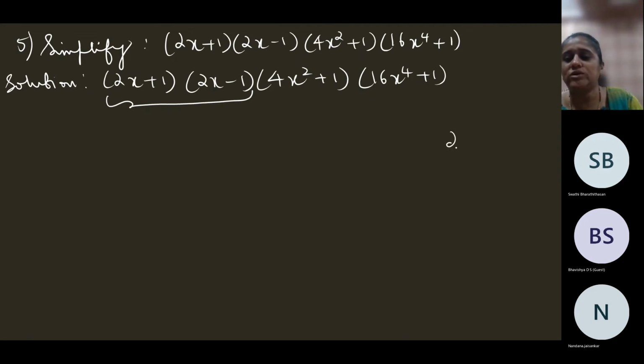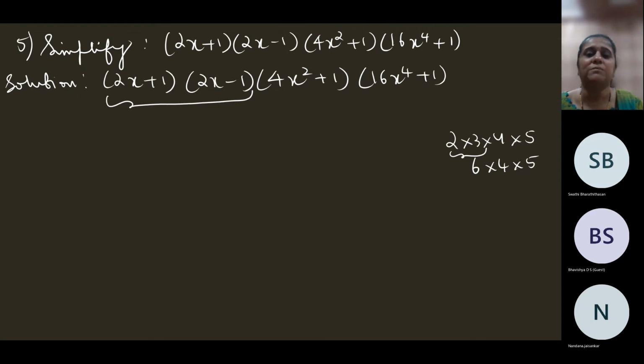See, it's like 2 into 3 into 4 into 5, something like this. So what you're doing first, you're doing 2 into 3, so 6. Then you will write 4 and 5 as it is. Children, all of you listen. First we do 2 into 3, 6. Then we write 4 and 5 as it is. Then next we do 6 into 4, 24. And then we write that 5 as it is. And finally we multiply 24 and 5, which gives us 120.